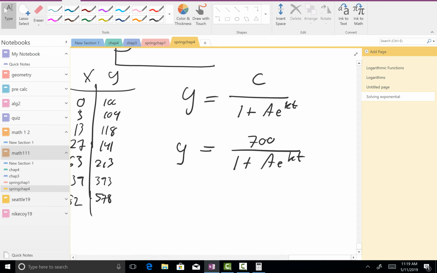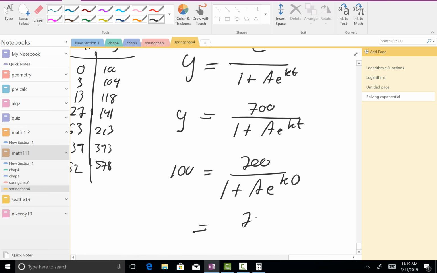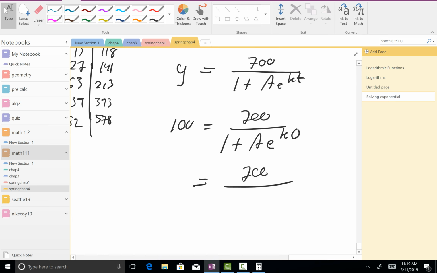You have your 1 plus whatever a turns out to be, e to the kt. And then once you know a, you can go ahead and figure out what k is by picking another value and doing the same thing that we were doing, you know, natural log and so on. But what I wanted to show you was how to find a regression equation, which is the last part.